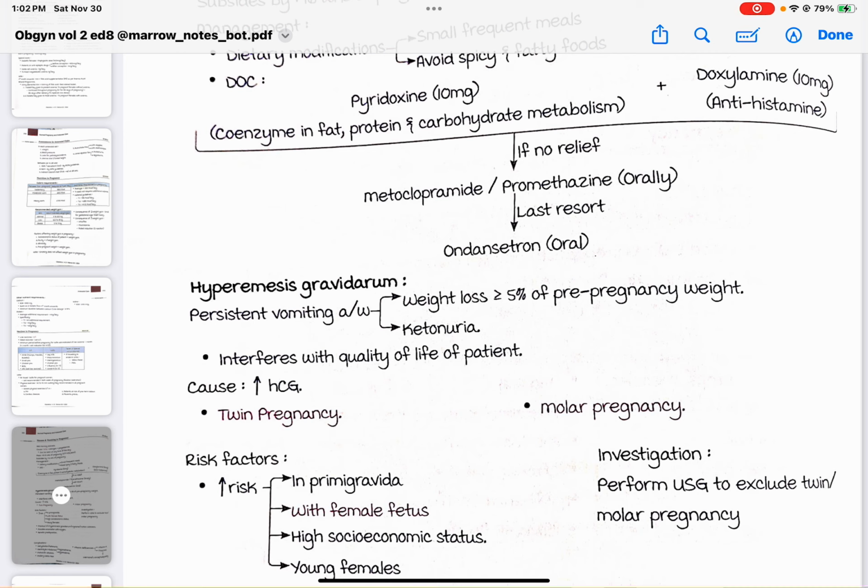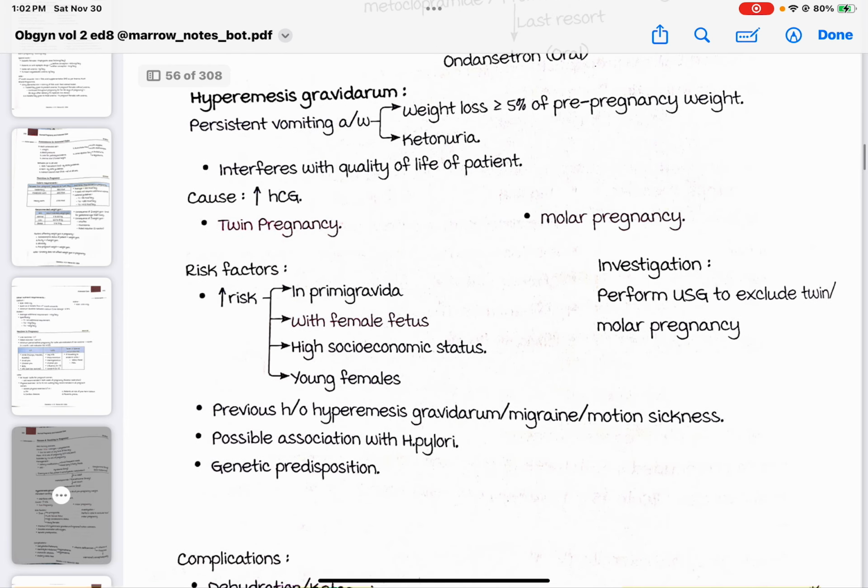Pyridoxine 10 mg plus doxylamine 10 mg. No relief, metoclopramide or promethazine orally. Last resort, ondansetron. Hyperemesis gravidarum: persistent vomiting associated with weight loss more than 5% of pre-pregnancy weight.